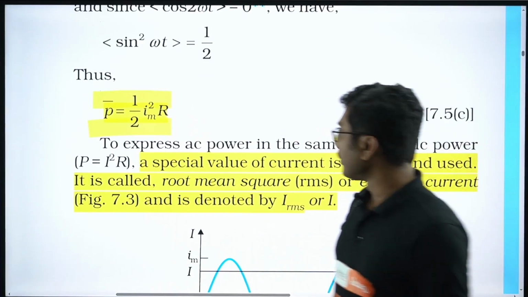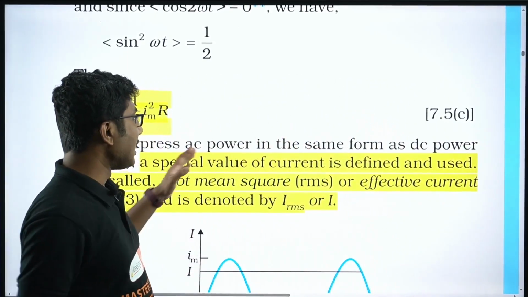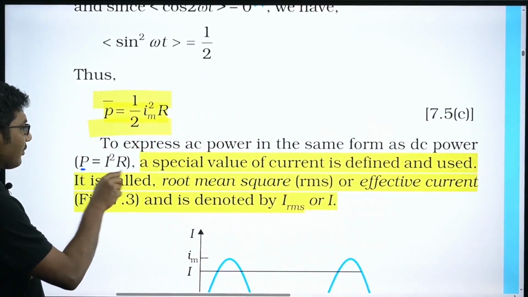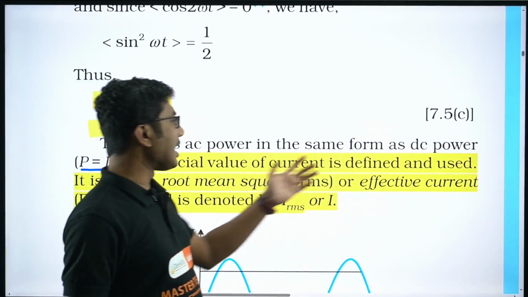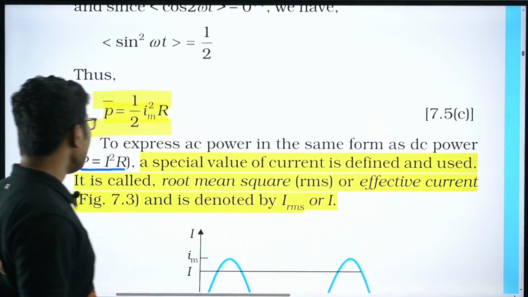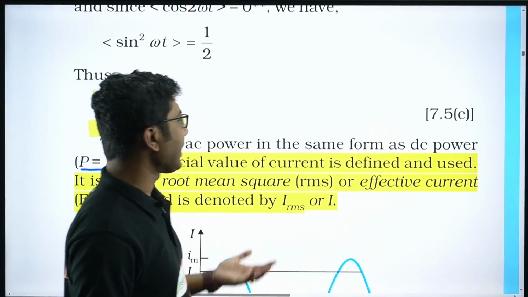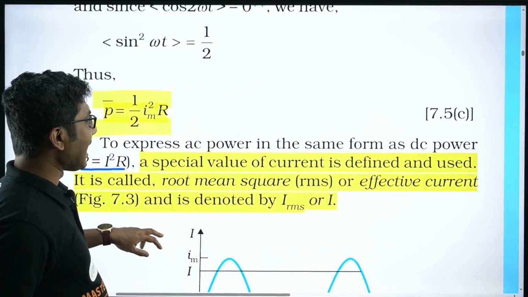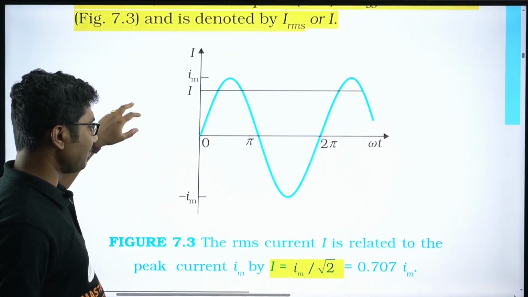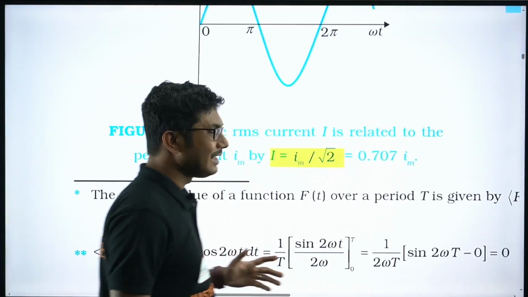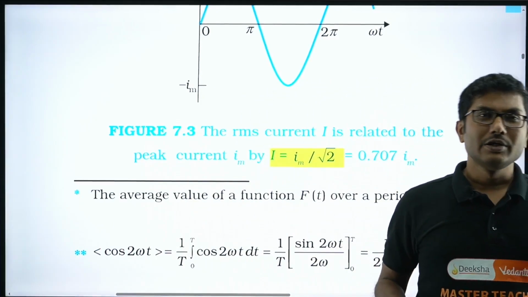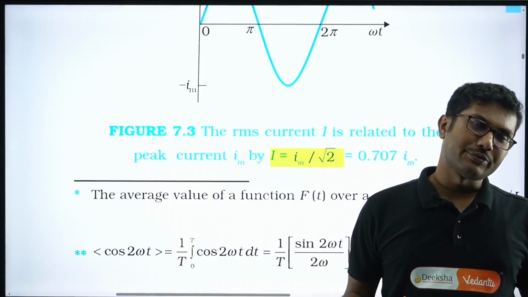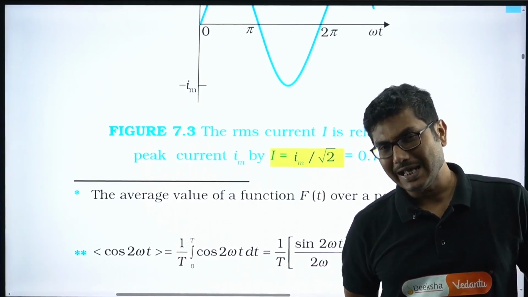Okay, now to express the power in the same form as DC power. In DC power, our formula was I square R. If you remember, a special value of current is defined and used. It is called root mean square, RMS, or effective current, and it is denoted by I RMS or capital I. Remember that capital I is generally used for DC sources. Whenever we are talking about DC, we say capital I.